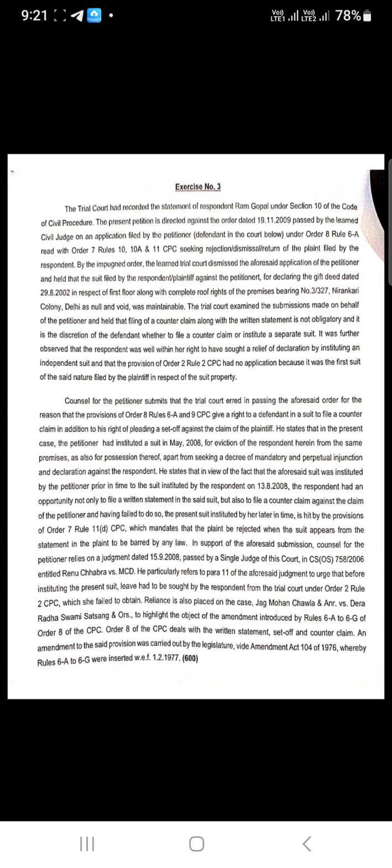Stop. It was further observed that the respondent was well within her right to have sought the relief of declaration by institution of an independent suit and that the provision of Order 2 Rule 2 CPC had no application because it was the first suit of the said nature filed by the plaintiff in respect of the suit property.